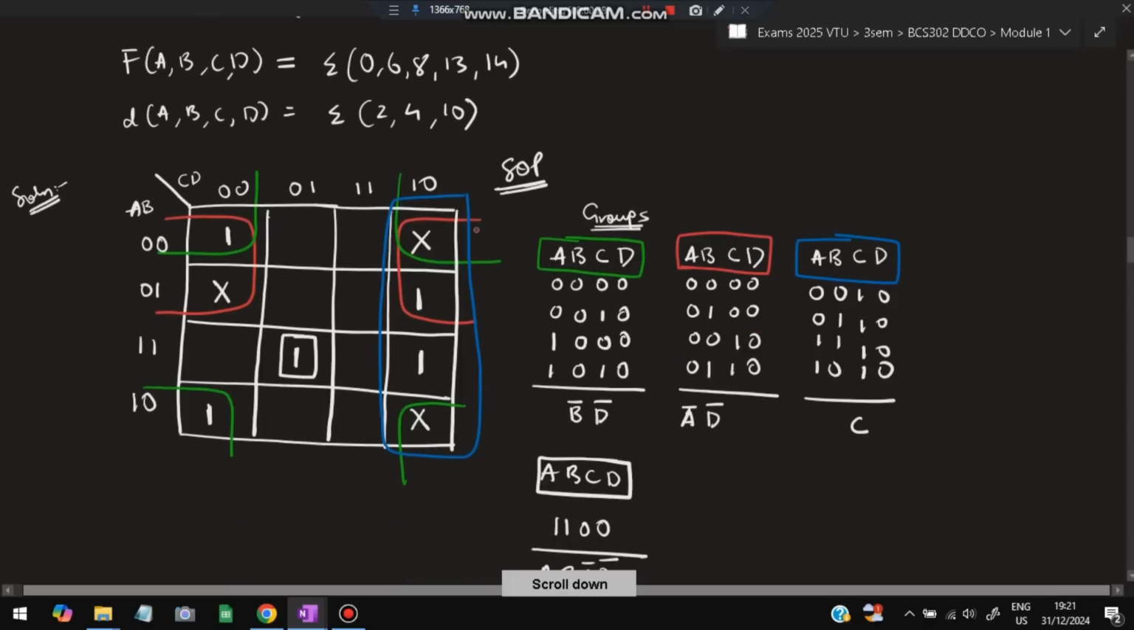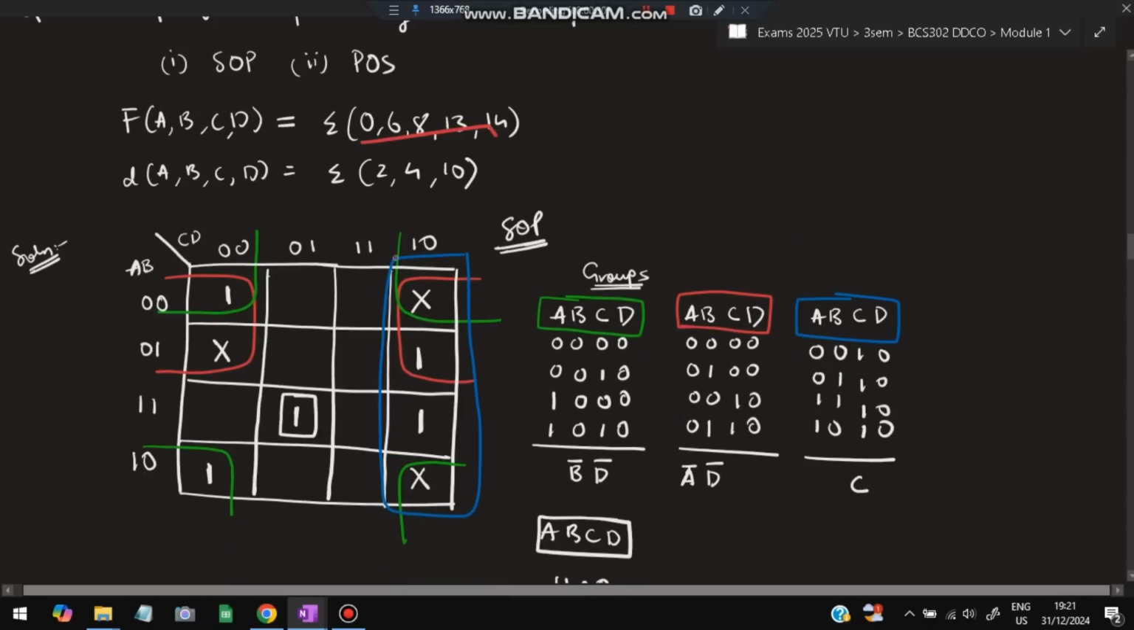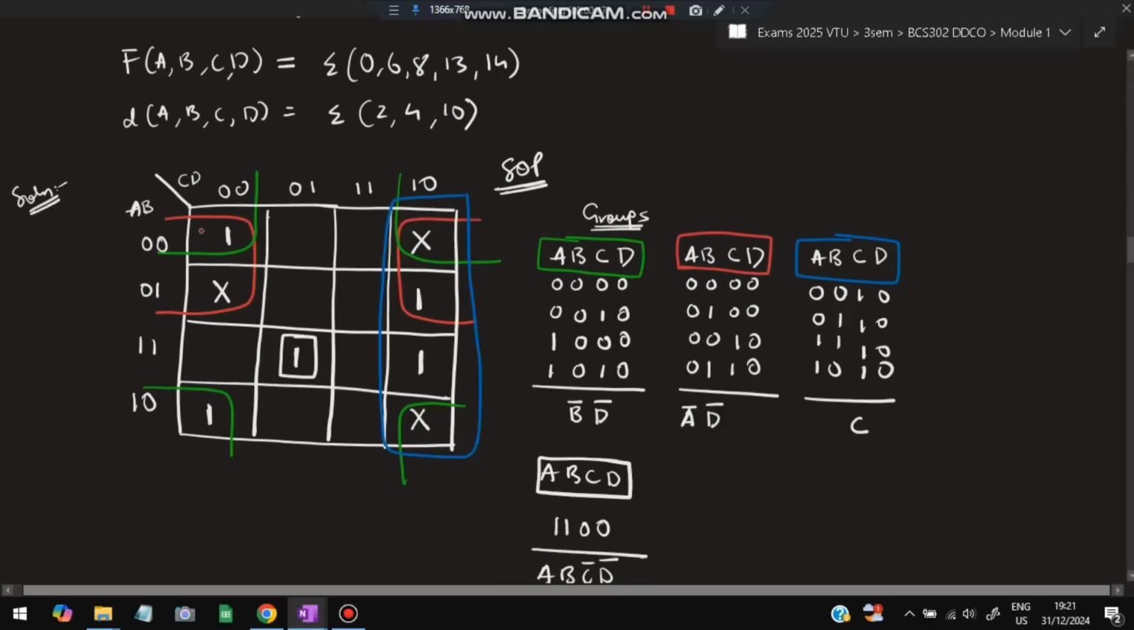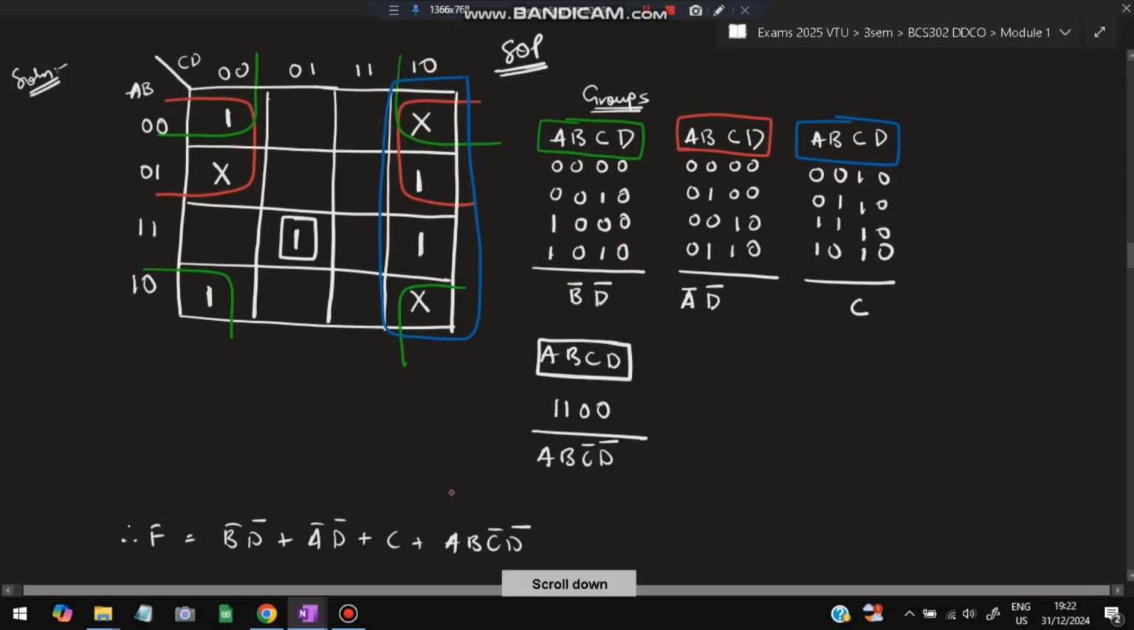So SOP we'll be doing first. We'll be writing these numbers which are present here, marking them as 1, and marking 2, 4 and 10 as X here. Okay, now in our case we will be taking X as 1 because in SOP we have to take the groups of 1, right? So when we do that, as you can see, different colors, different groups form. In each of these groups we will be having the simplifications based on the same ones or different ones. Okay, based on that we'll be getting the values which you can see here, and we'll be getting the SOP form. Okay, this is the same as the previous one which I discussed.